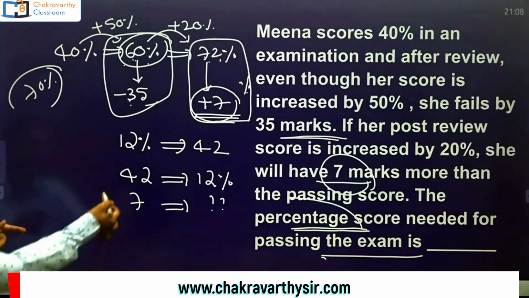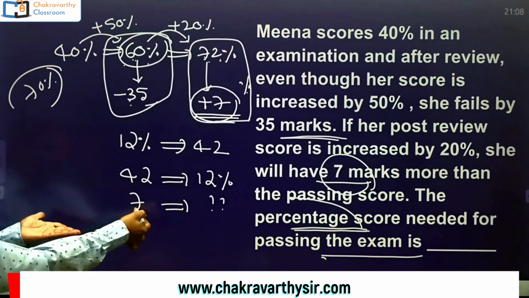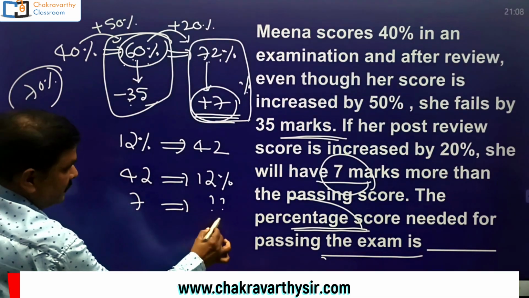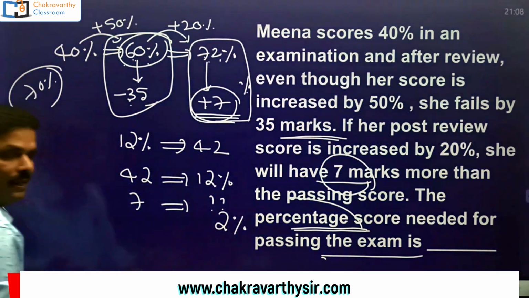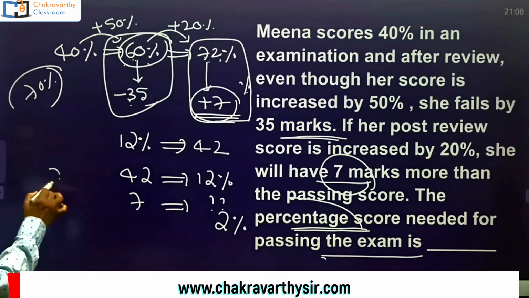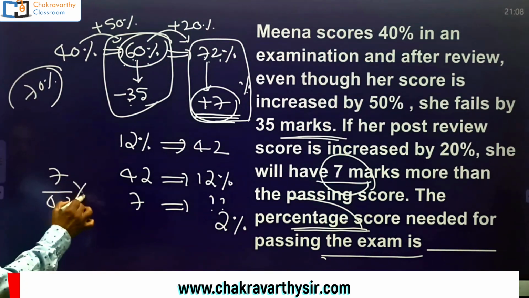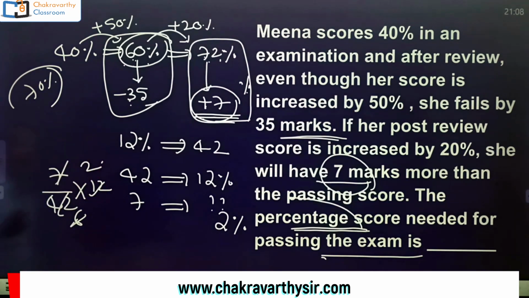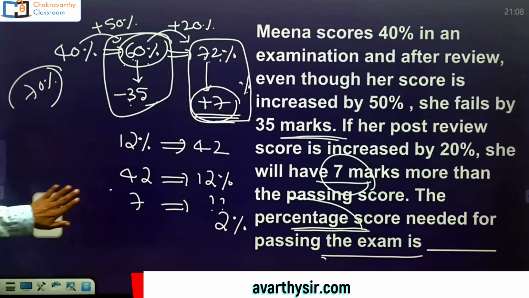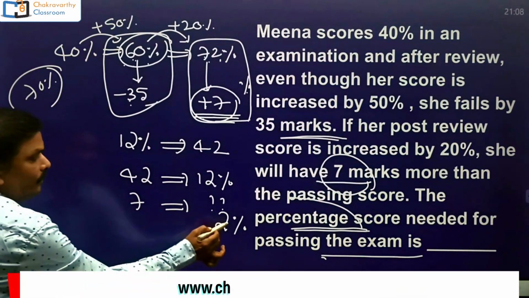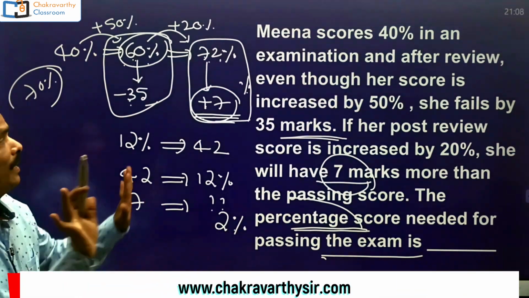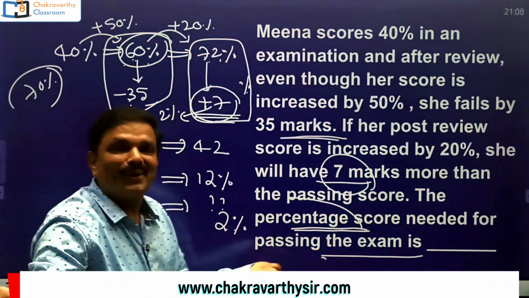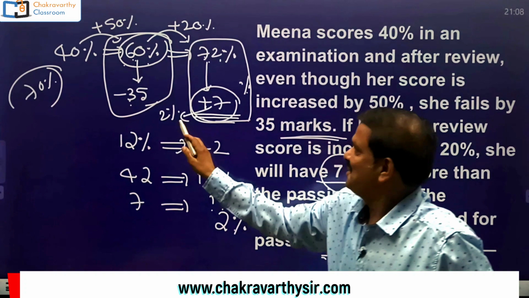So directly you can do this one. 7 6 times means 42 by 6. 12 by 6, that means 2%. How did I get this 2%? 7 by 42 into 12. 7 6 times, 6 2 times. This is the background. So here 7 marks is equal to 2%. Now replace this 7 by 2%. Now you got the answer. In your mind only you can do that one.